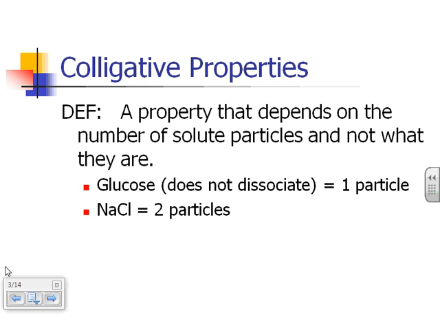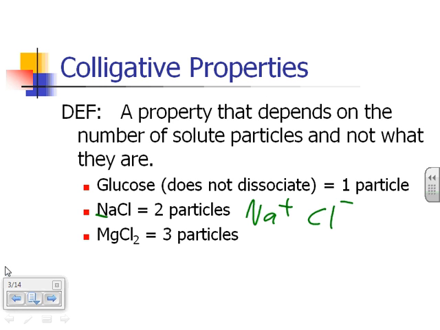If you have something like sodium chloride, that's an ionic compound. It is a metal bonded to a nonmetal, and when it dissolves in water, it'll separate into its two ions, Na+ and Cl-. So that one has two particles. If you have something like magnesium chloride, that one's going to have three particles. You'll have one magnesium with a 2+ charge, and you'll have two chloride ions. And so you'll end up with three particles. So the more particles you have, the greater the effect on these colligative properties.